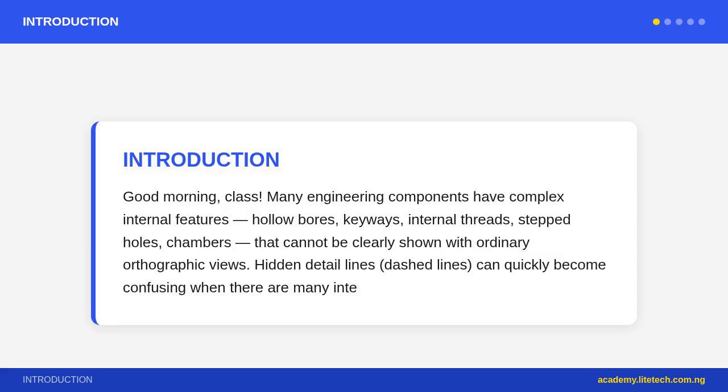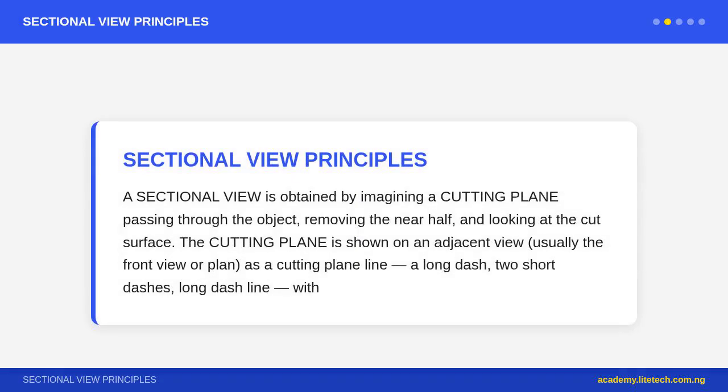Thin materials, sheet metal, gaskets, are shown solid black rather than hatched. Material not cut. Features such as webs, thin ribs, spokes, and solid shafts are not cut in conventional section, even if the cutting plane passes through them. This prevents the section from looking like a solid mass. Screws, bolts, nuts, keys, and pins in assembly sections are also not hatched.